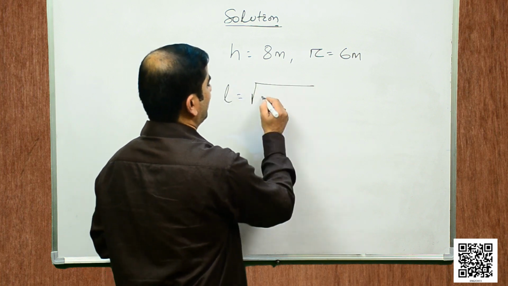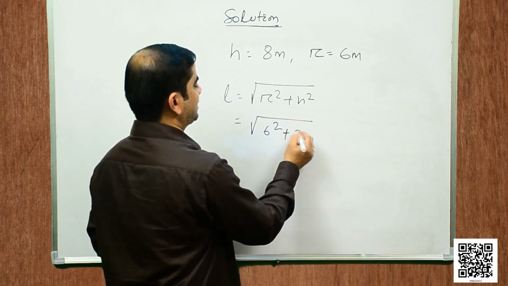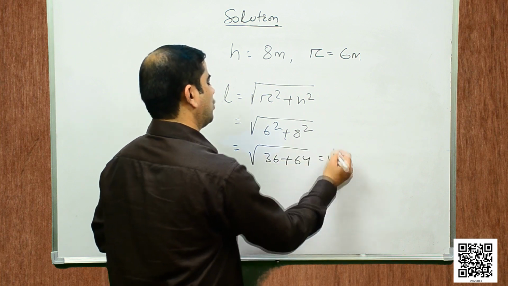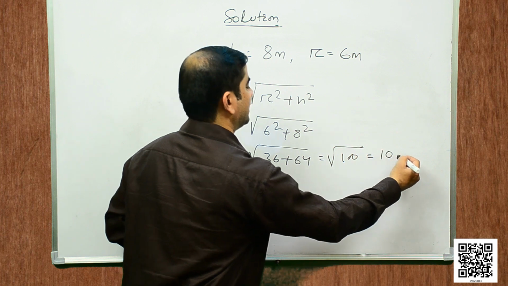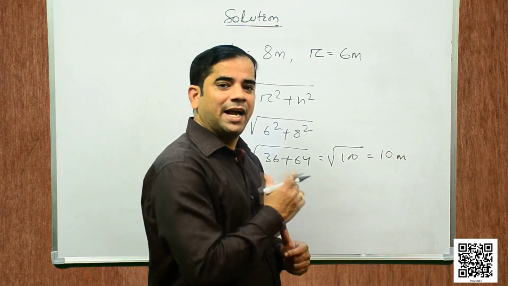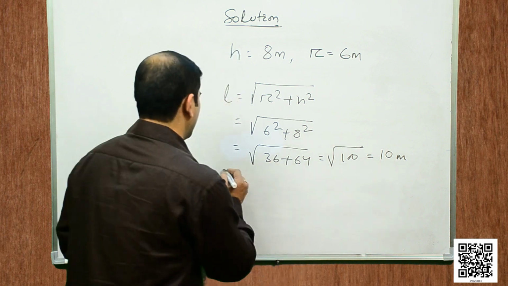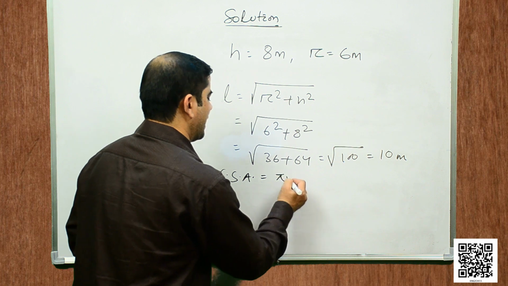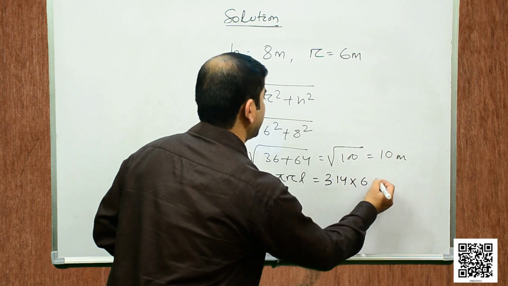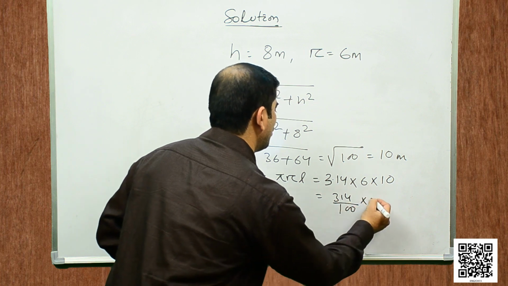L is equal to square root of r square plus h square, that is equal to square root of 6 square plus 8 square, square root of 36 plus 64, square root of 100, that is 10 meter. Okay? So, the slant height of the tent is 10 meter. Now, let us find out the curved surface area of the cone. So, curved surface area is equal to pi r L, that is equal to 3.14 into 6 into 10, that is 314 divided by 100 into 60.